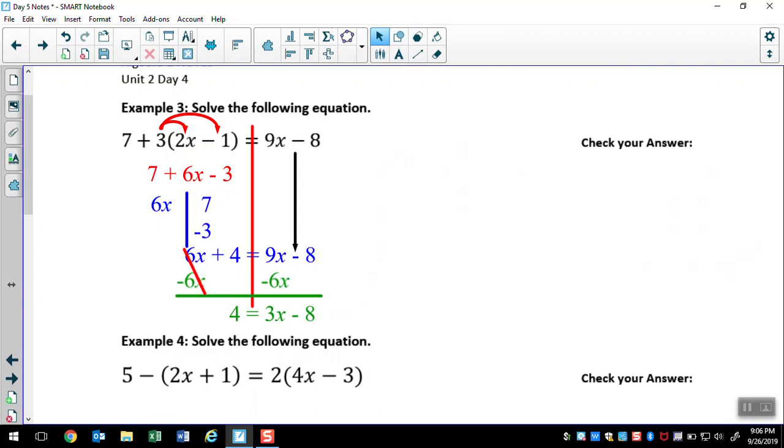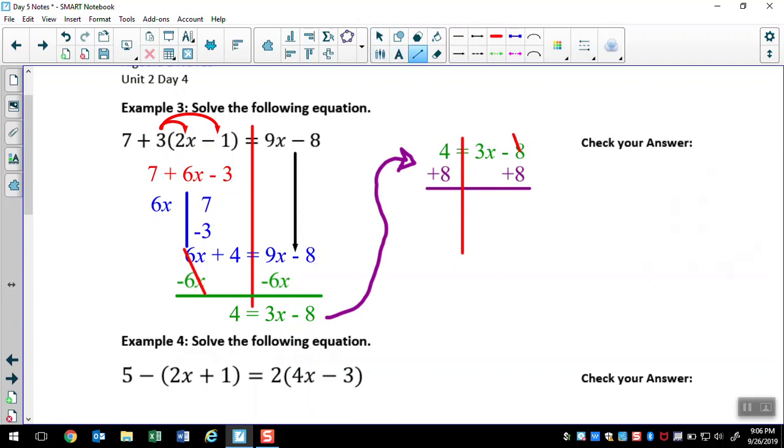I'm running out of room, so I'm going to bring that problem over to here. I'm just recopying it, and finishing with my line. Now that I have my variables on the right, I want to get my constants over to the left. So I'm going to add 8 to both sides. There's my additive inverse. We'll cancel those out.